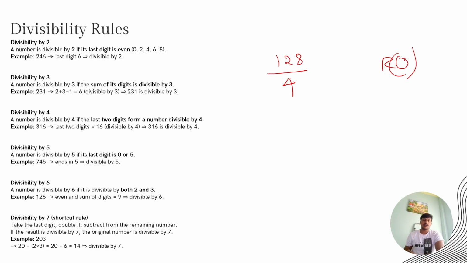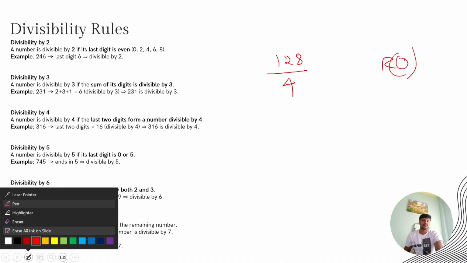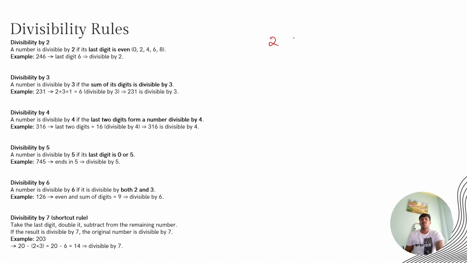Now, let us see the divisibility rules one by one. Let us start with 2. What is the rule for 2? Just to give you an easy way of understanding, I'm going to tell you a simple trick. I'm going to write 2 as 2 power 1. How much is there in the power? 1. That means that if the last one digit is divisible by 2, that number is divisible by 2.